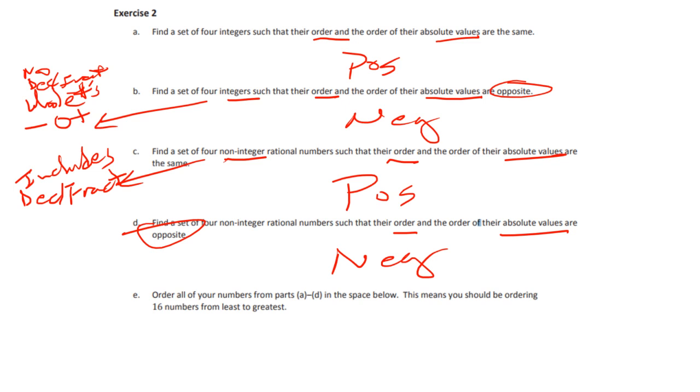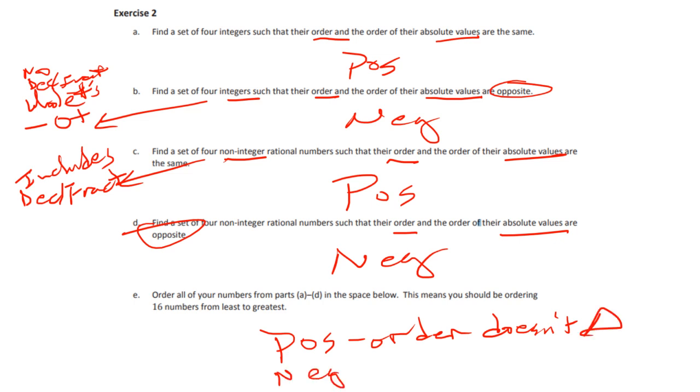And E says order all of your parts, all your numbers from A through D in the space below. This means you should order 16 of them. Again, all I really need you to know on this is that positive order doesn't change, and negative order flips, or is an inverse or opposite. Okay, that's all I need you to know, and then I'm happy enough with that.